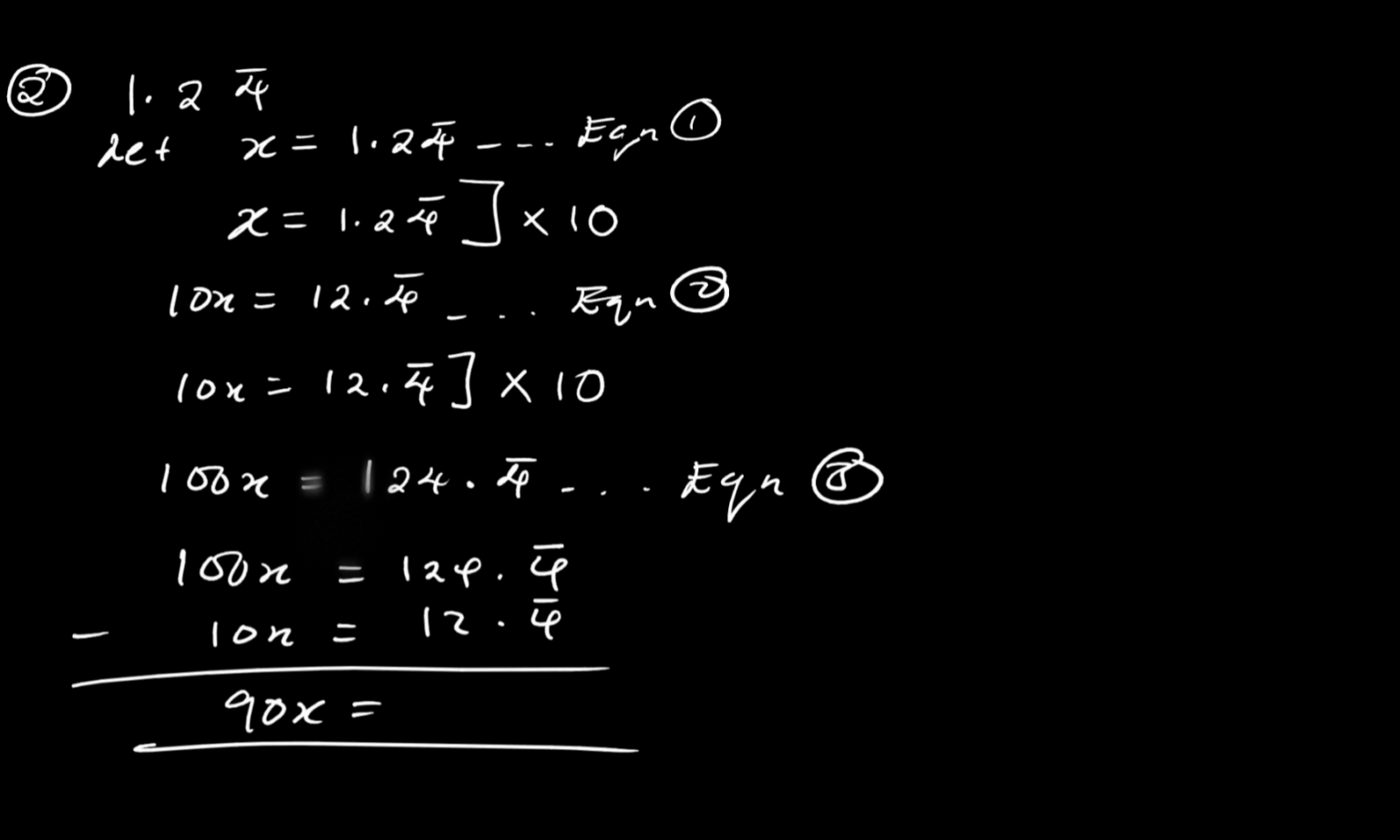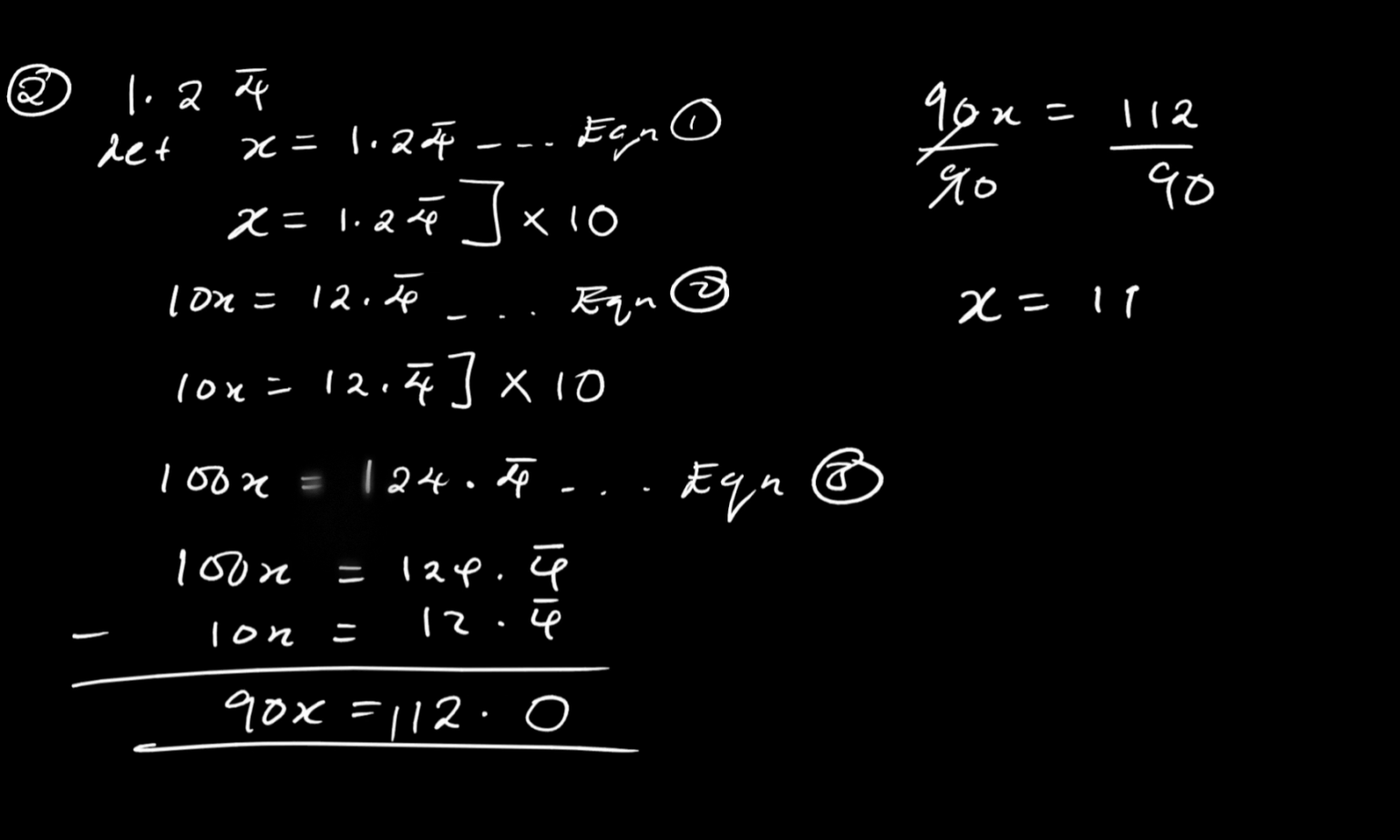Then 124.4 bar minus 12.4 bar, this will basically give us 0 here, then we have the 2, 1, and 1. So we have 90x being equal to 112. We need to solve for x. So we divide both ends by 90. And we have our x value being equal to 112 over 90.